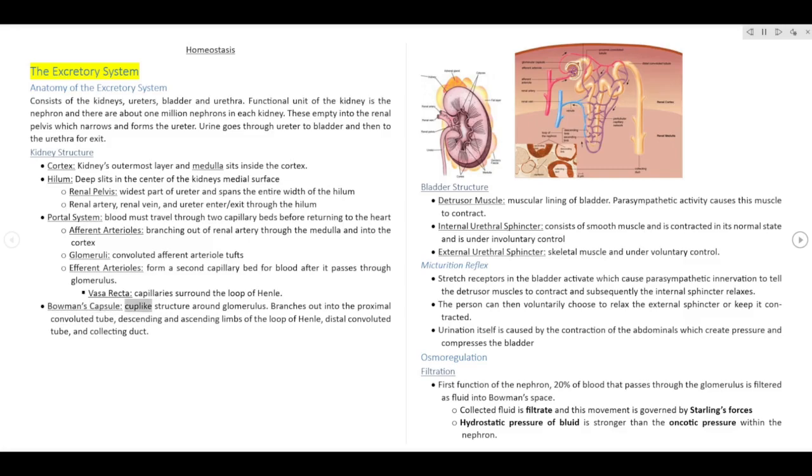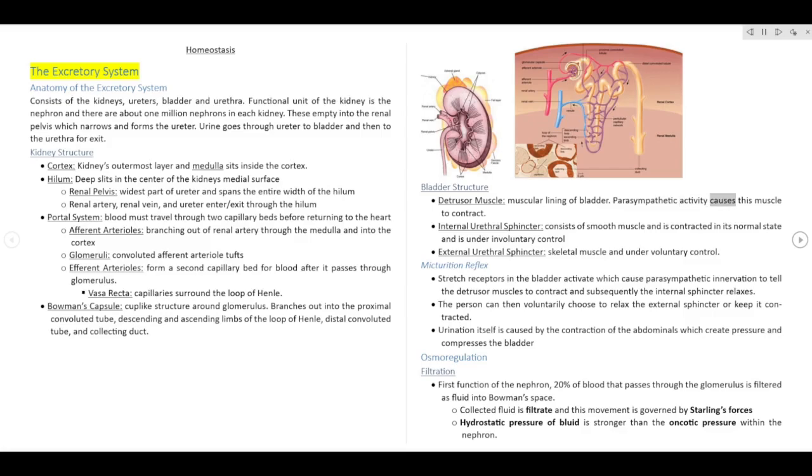Bowman's capsule, a cup-like structure around the glomerulus. It branches out into the proximal convoluted tubule, the descending and ascending limbs of the loop of Henle, the distal convoluted tubule, and the collecting duct. Bladder structure. Detrusor muscle, the muscular lining of the bladder.